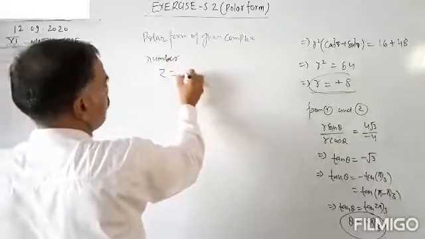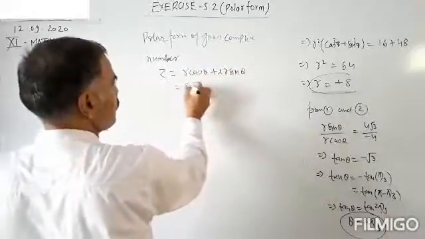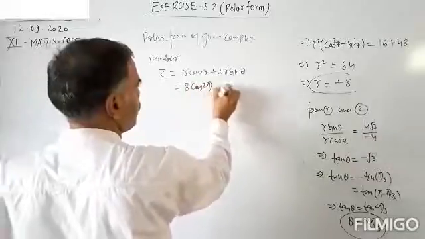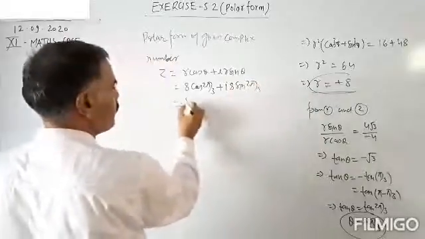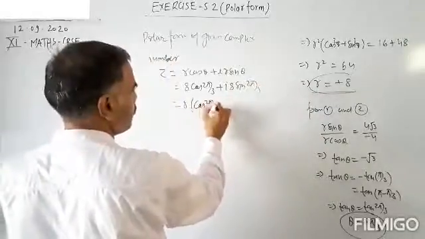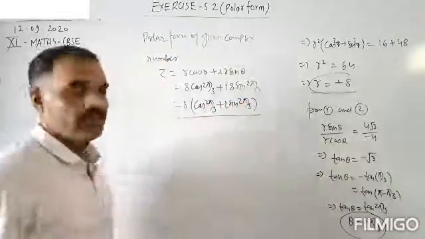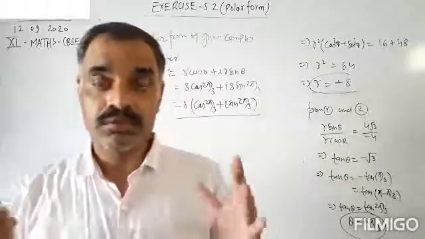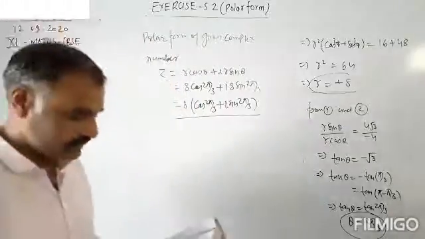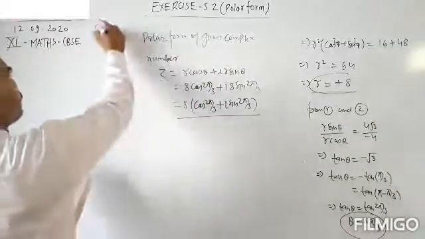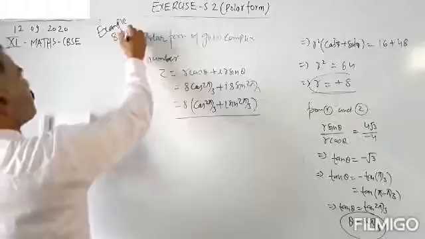The polar form of the given complex number: z equals r cos theta plus iota r sin theta, equals 8 cos 2 pi by 3 plus iota 8 sin 2 pi by 3, or taking 8 as common, 8 times cos 2 pi by 3 plus iota sin 2 pi by 3. So this is the polar form of the given complex number in example number 8, page number 107.